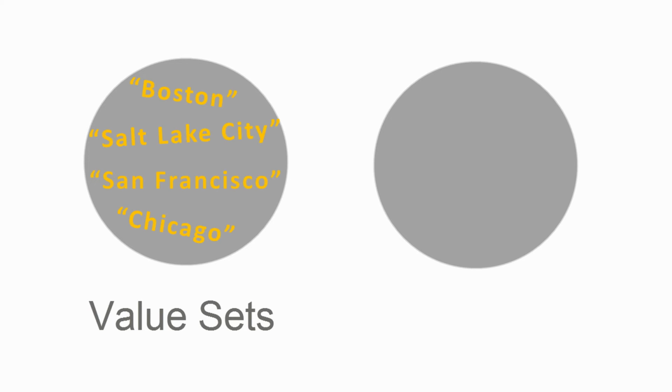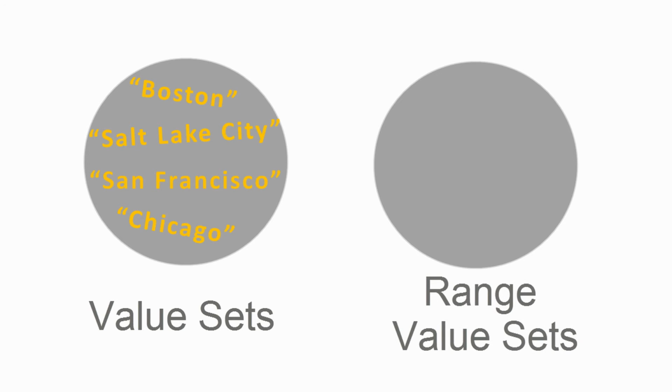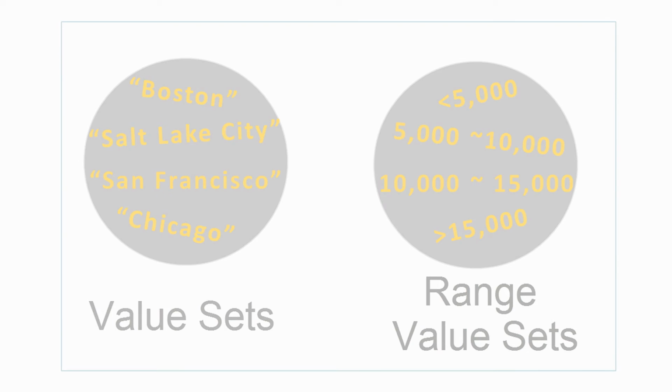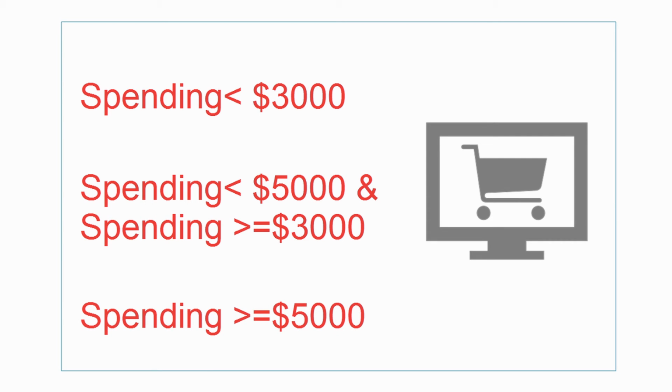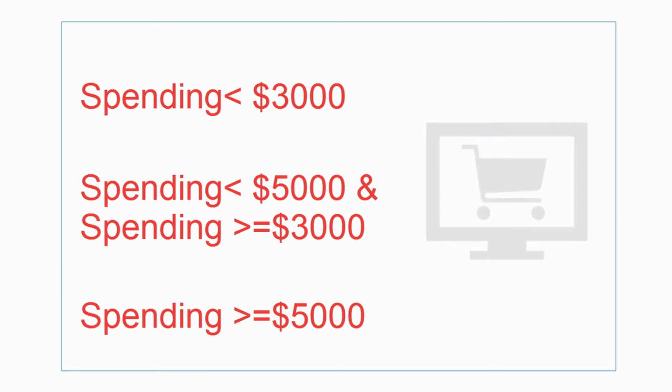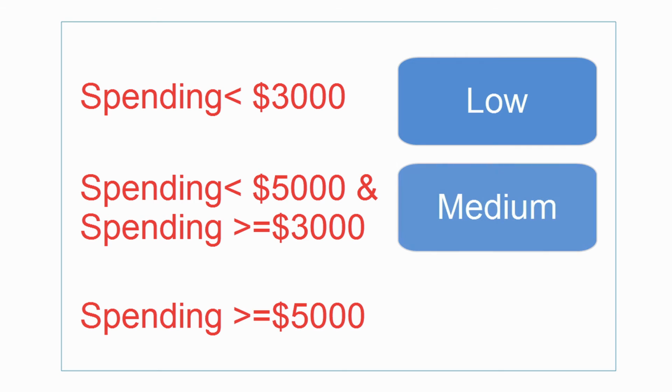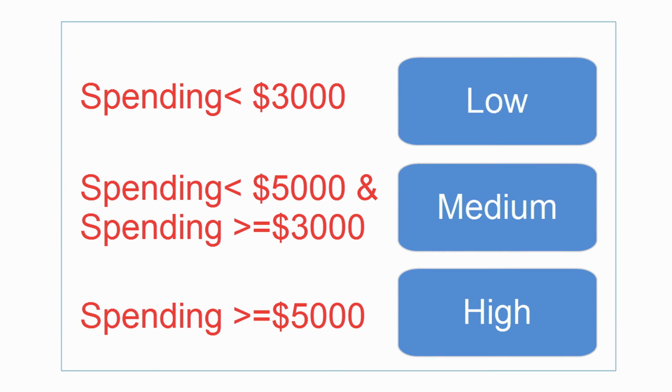In decisions, value sets constrain possible values, and range value sets simplify numeric range representations. For example, you can group the total annual spending of a customer into 3 ranges: less than $3,000, between $3,000 and $5,000, and more than $5,000. You can assign short names to value set values or ranges for efficiency and convenience.